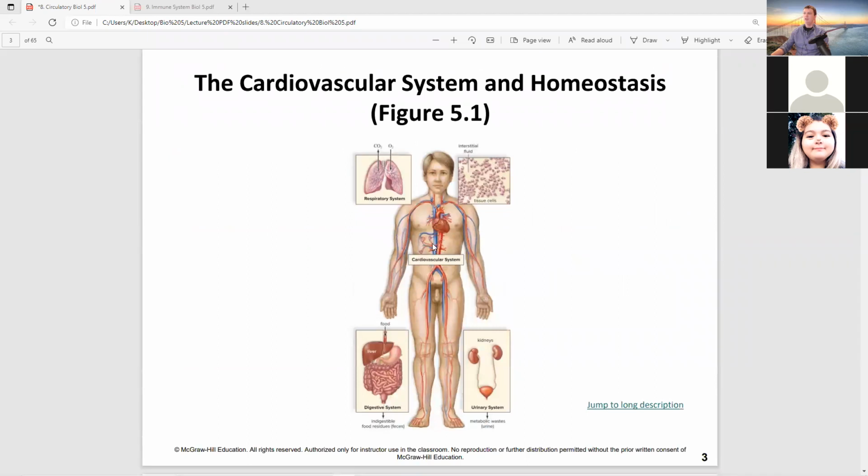Okay, so here's an image showing the cardiovascular system. You can see it spans through your whole body. What you need to remember is that red is carrying oxygenated blood and blue is carrying deoxygenated blood.